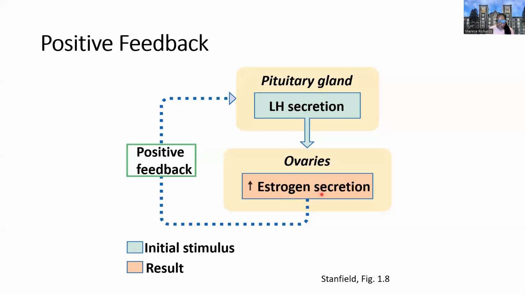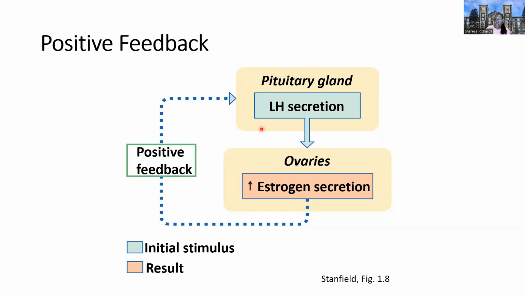So the estrogen release from the ovaries creates a positive feedback loop that results in more luteinizing hormone from the pituitary, which causes more estrogen release from the ovaries. So this happens again and again and again until we have what's called a luteinizing hormone surge. This is called an LH surge, and that is responsible for ovulation.